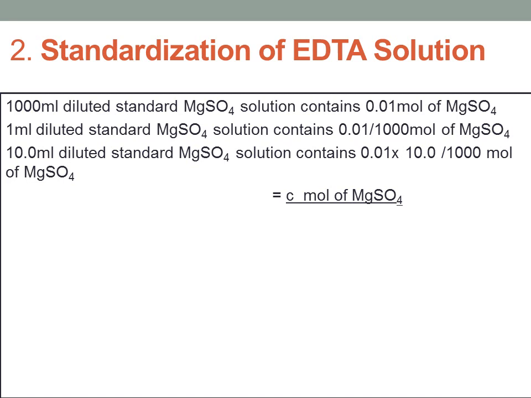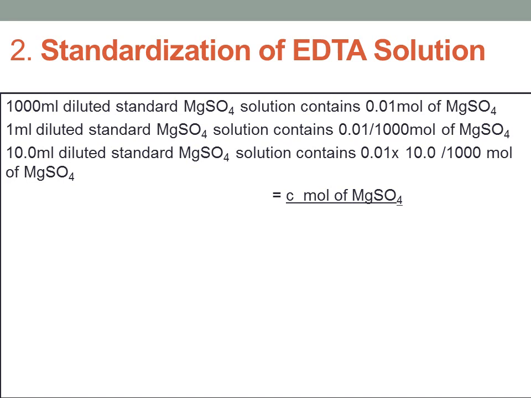1000 ml of diluted standard magnesium sulfate solution contains 0.01 mole of magnesium sulfate. 1 ml of diluted standard magnesium sulfate solution contains 0.01 divided by 1000 mole of magnesium sulfate. So 10 ml of diluted standard magnesium sulfate solution contains, you will multiply 0.01 with 10.0 and then divide by 1000. In this way you will get, suppose, C mole of magnesium sulfate.